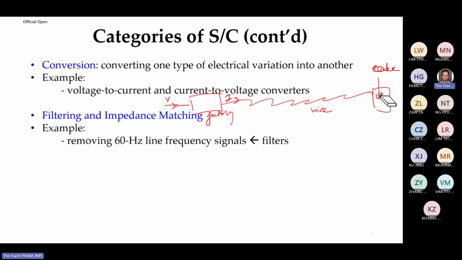And at this point, you must have a current to voltage converter. So at this point, you still have what you can measure here, right? So that is one example of sometimes you have to do voltage to current, current to voltage. Then you may need to do filtering to remove some noise in your signal or to do impedance matching. So those are some examples of what you have to do in the analog domain in an instrumentation system.